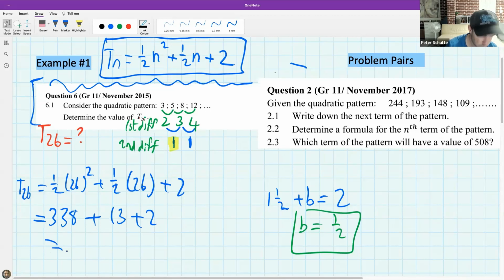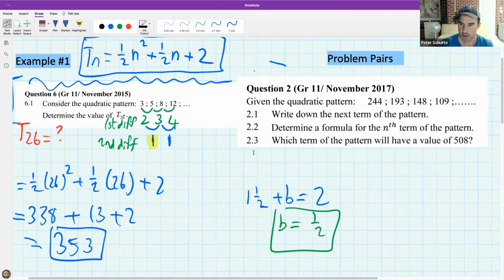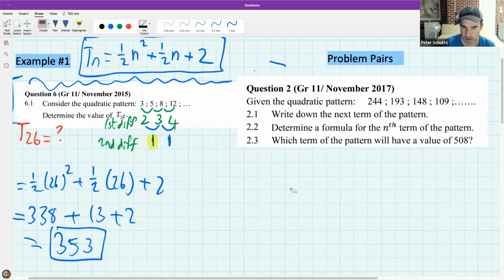13 plus 2, I get 353. Yes, that was a good answer. Perfect. Awesome.